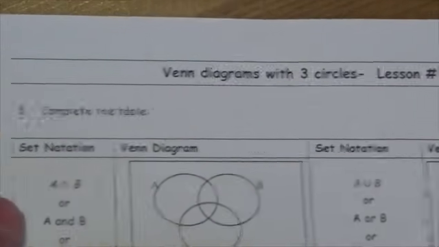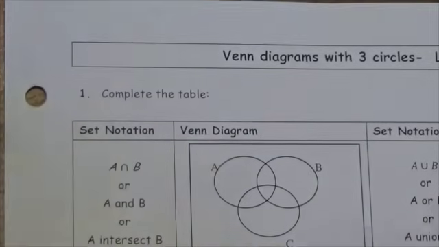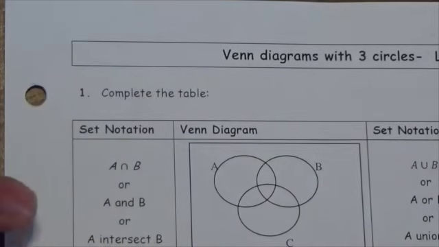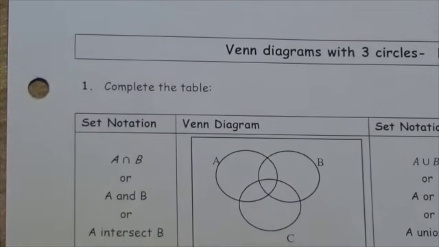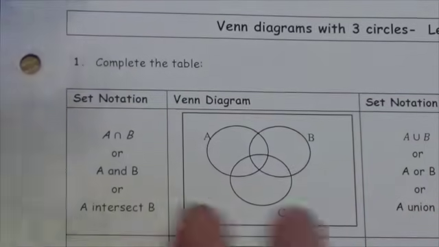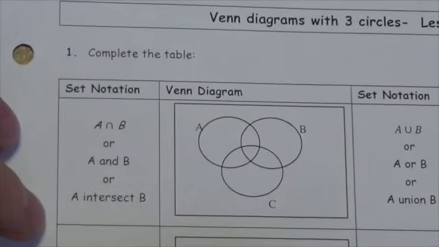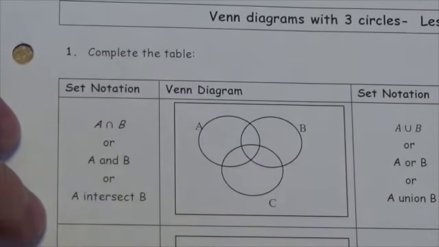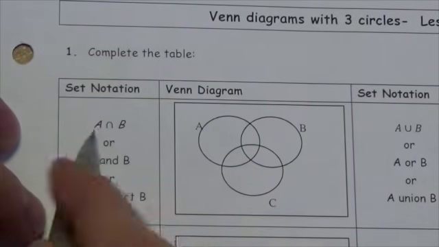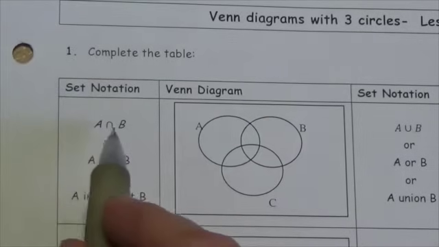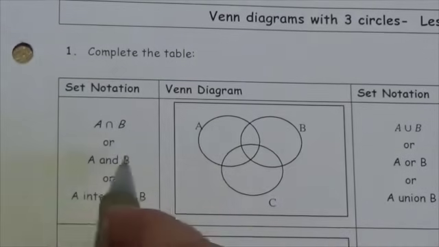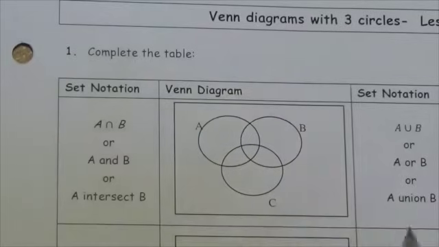So to start off with, we're going to just complete this table here. We're going to work through some problems. Essentially, we're going to discuss the terminology and the notation that we're already familiar with, and transform it over into problems with three circles. So now, for example, set notation A intersection B, A and B, we're going to shade that on this graph here.